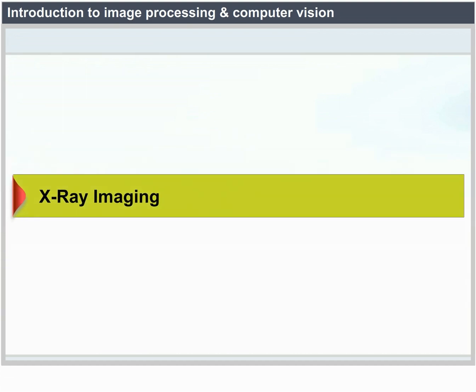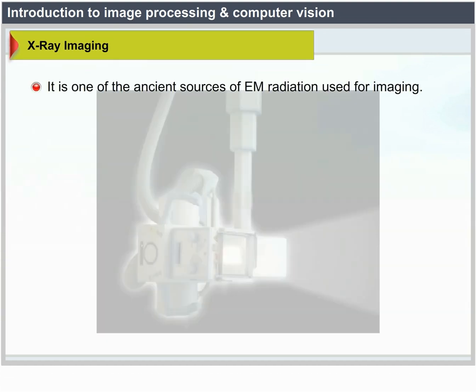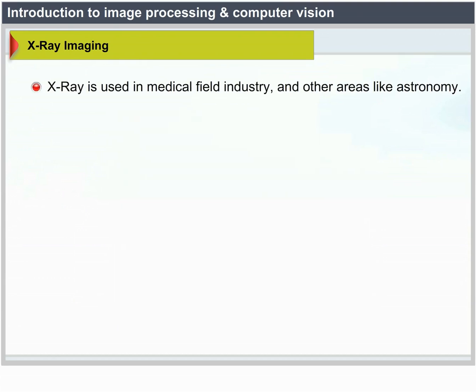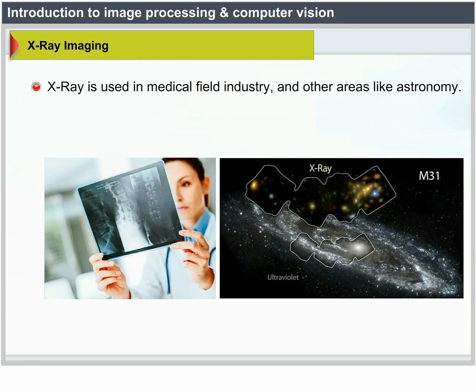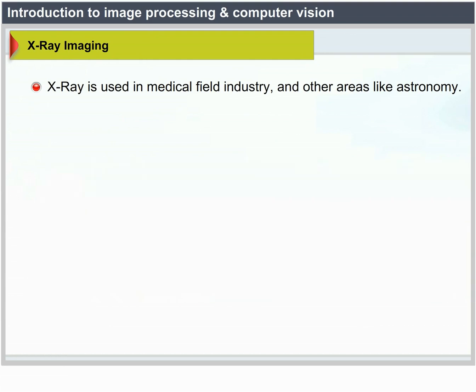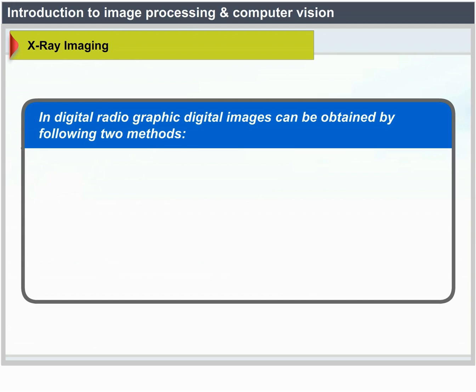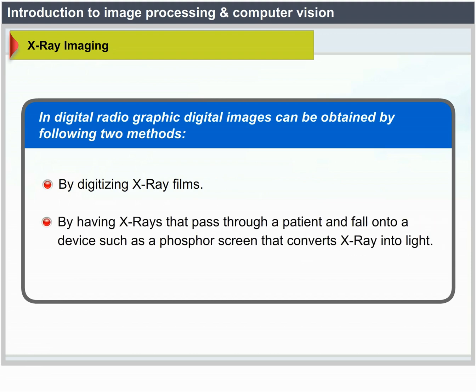X-ray imaging. X-rays are one of the oldest sources of EM radiation used for imaging. X-rays are used in the medical field and other areas like industry and astronomy. In digital radiography, digital images can be obtained by two methods: by digitizing X-ray films, or by having X-rays pass through a patient and fall onto a device such as a phosphor screen that converts X-rays into light.